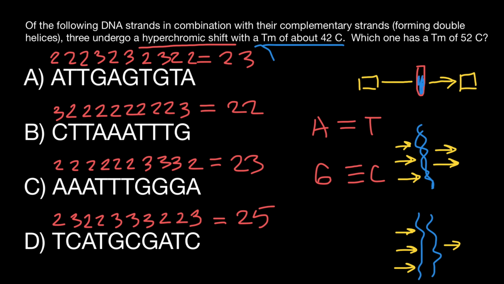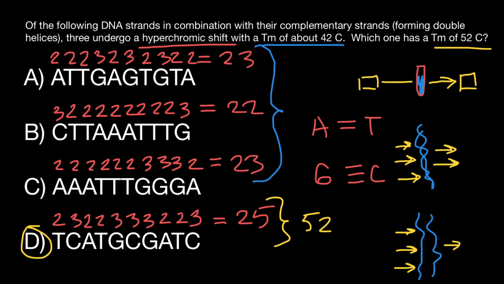Now we are told that 3 out of 4 have a melting temperature of 42 degrees Celsius. So we can group these 3 oligonucleotides together, and the one with the highest number of hydrogen bonds would have a temperature of 52 degrees Celsius, and this is going to be our answer. So it has to be this oligonucleotide because it has more hydrogen bonds. And here we would have a temperature of 42 degrees Celsius.